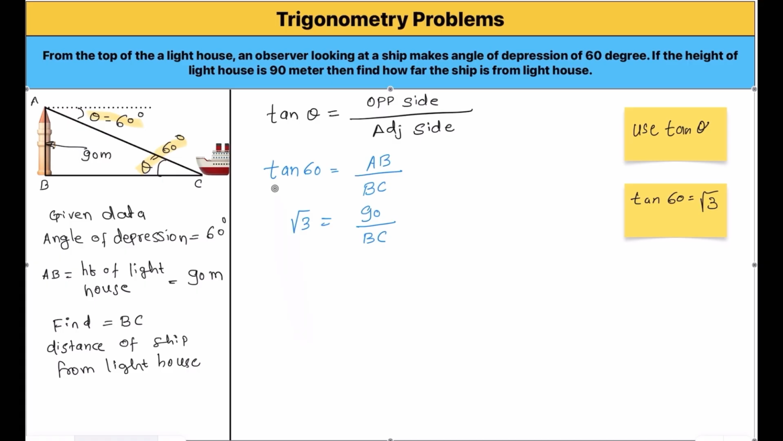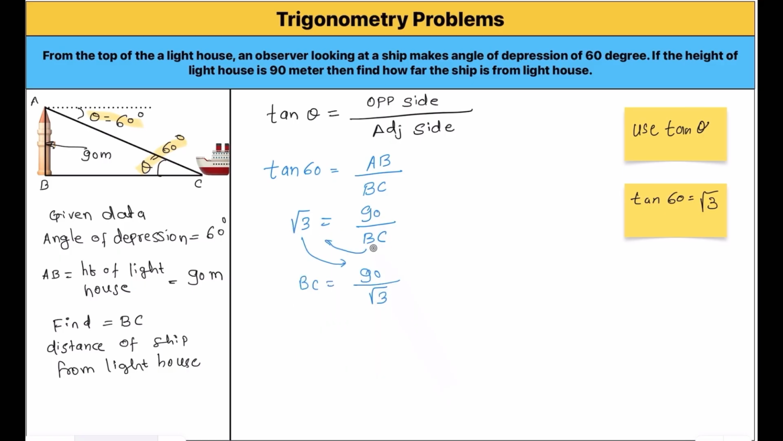If not, pay attention. Tan 60 is equal to AB upon BC. That means opposite side upon adjacent side. We know the tan 60 value is square root of 3 and AB is 90. Replacing these values, we get square root of 3 is equal to 90 upon BC.